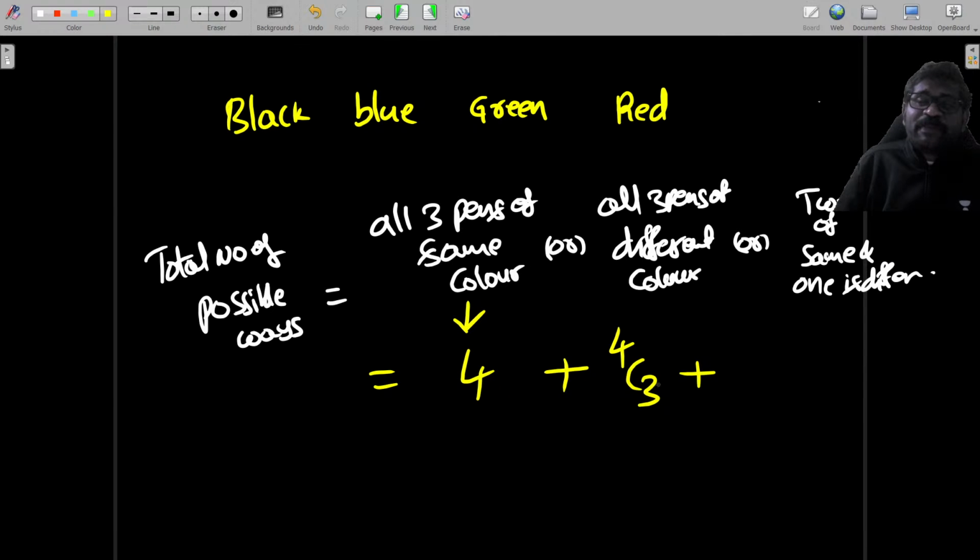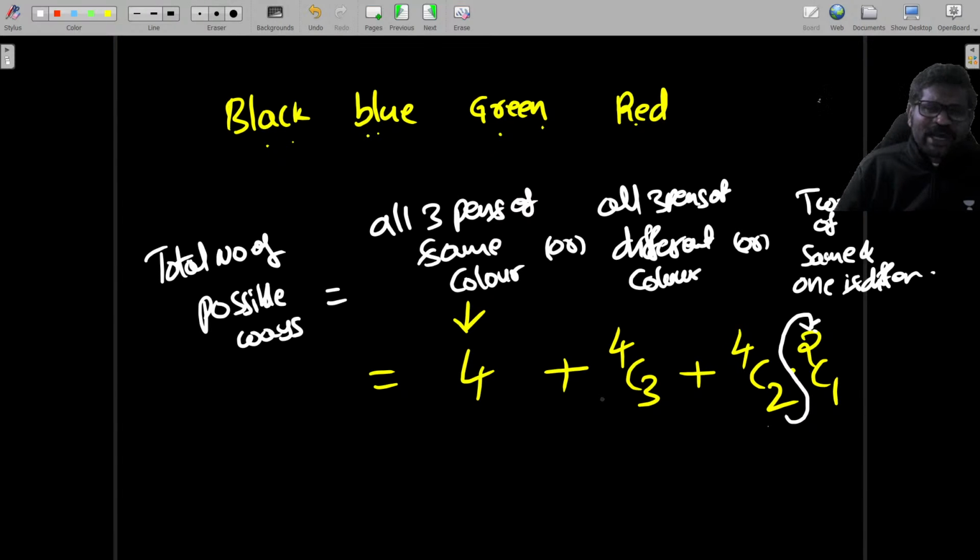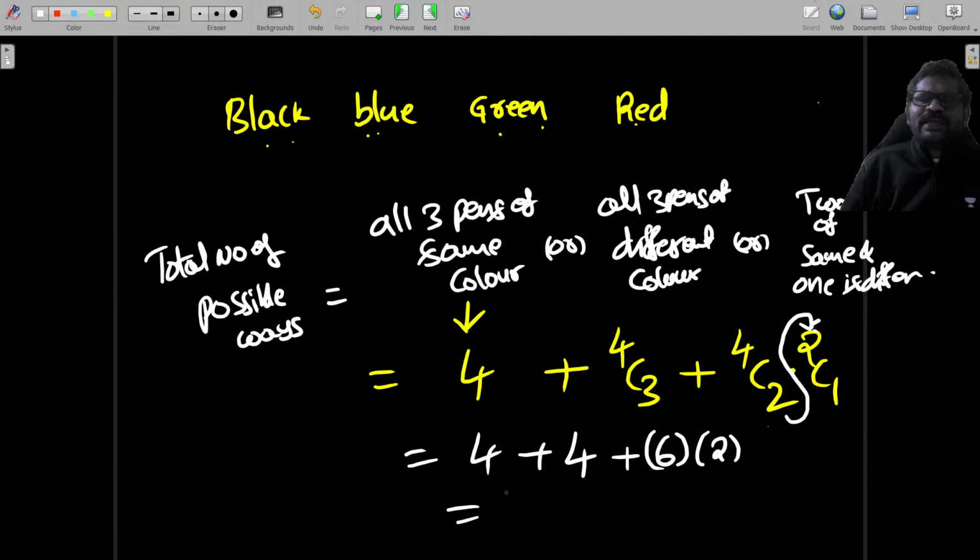Now, 2 of same color and 1 of different color. Here, I am using simple logic. 4 colors are available. In that 4 colors, you select 2 colors, 4C2. Within the 2 colors, you select 1 extra pen, 2C1. Then 4C2 into 2C1, where 4C2 is 6 and 2C1 is 2, that is 12. So 4 plus 4 plus 12, total number of possible ways are 20 ways.